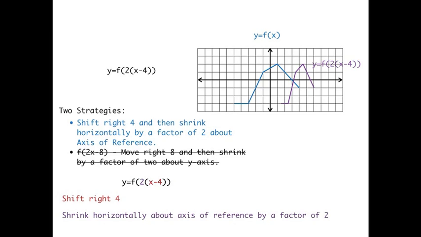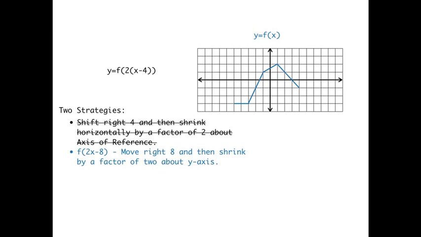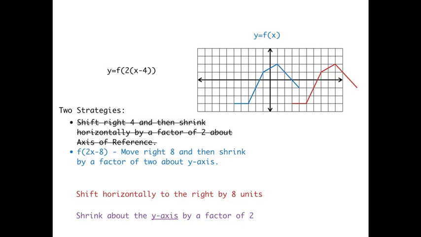So now let's look at our second strategy, where we're looking at it as an expanded form where we have 2x minus 8. So here we're going to shift horizontally first by 8 units. So we'll have our red function shift 8 units to the right. Now, we don't have an axis of reference here, but we do scale about the y-axis by a factor of 2. So again, we need to find some points on our shifted function, and we need to find the midpoint between them and the y-axis this time, not the axis of reference.